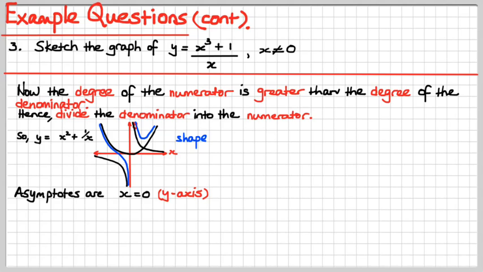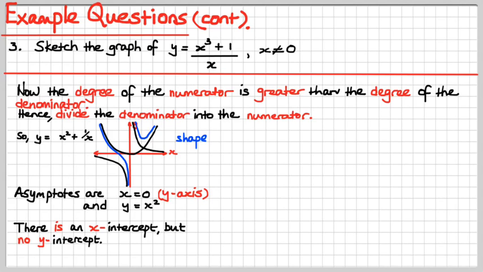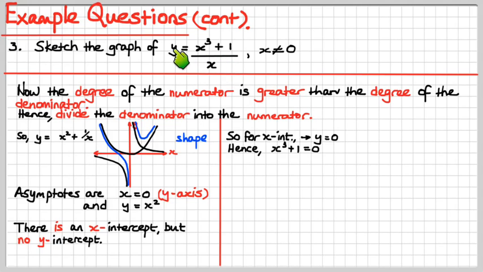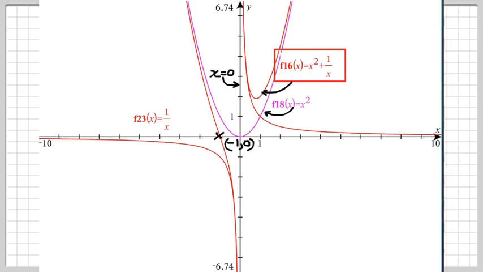No. The asymptotes are x equals naught, again the y-axis, and y equals x squared, yes. There is an x-intercept, but there's no y-intercept, yeah? So we solve for the x-intercept, y is naught, we get that, don't we? Yes, we do. You can actually use this version for that. Make that naught, multiply both sides by x, therefore you get x cubed plus 1, therefore you get x is minus 1, okay? And that'll be minus 1 and naught, that'll be your x-intercept. Very nice. Here it comes.